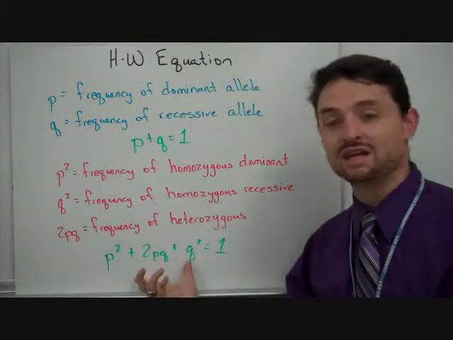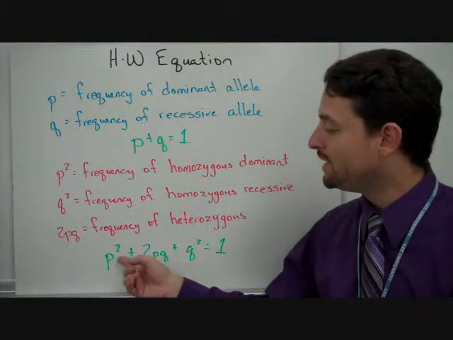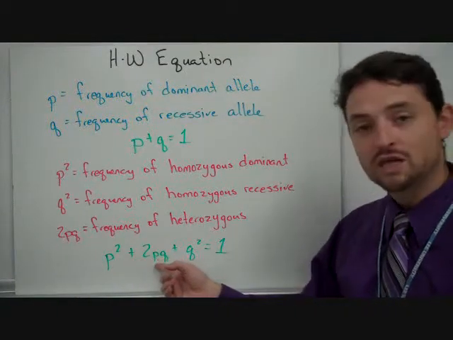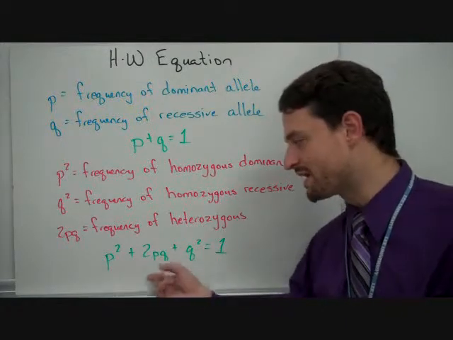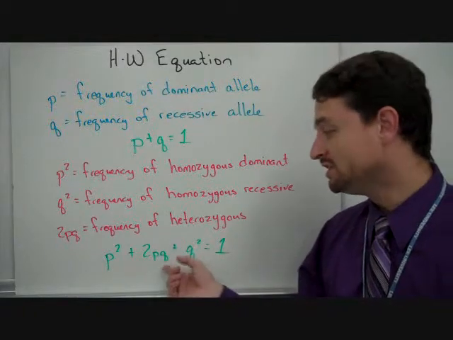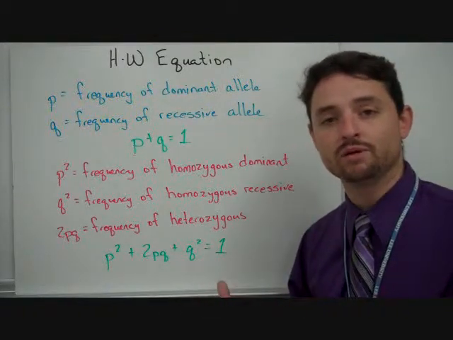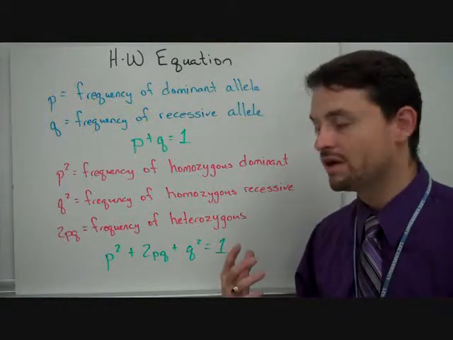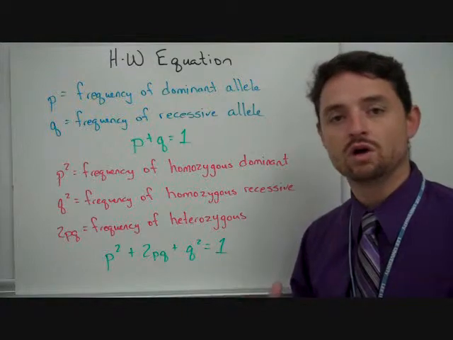So when we put that in our equation, remember it all has to add up to equal 1, we get P squared plus 2PQ plus Q squared equals 1. You might recognize this equation from algebra. This is the equation we're going to use in the Hardy-Weinberg equilibrium to figure out whether a population is changing or evolving or not.